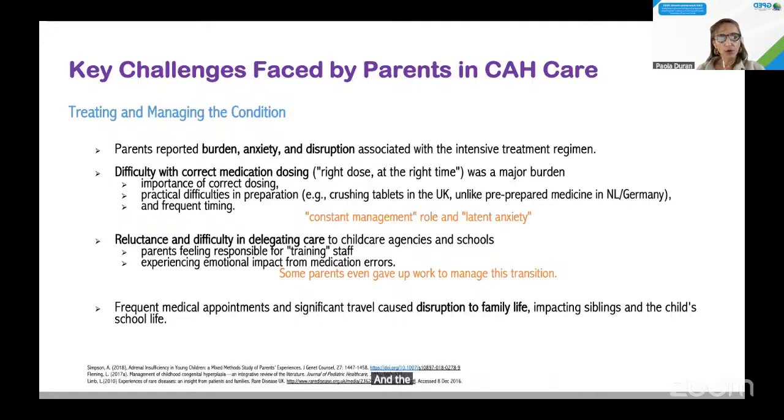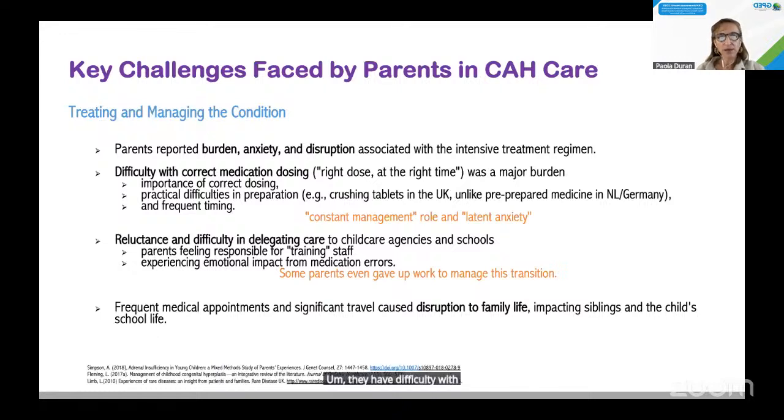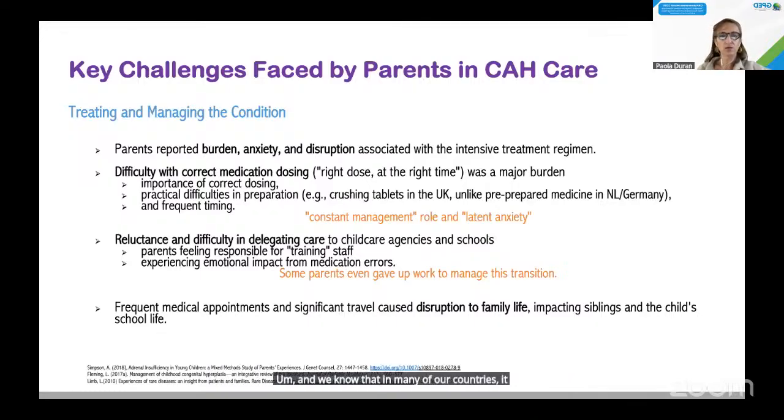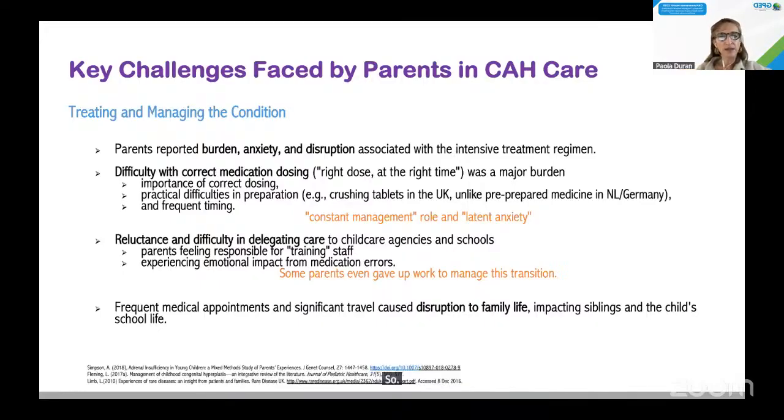The parents report burden, anxiety, and disruption because it is a very intensive treatment regimen. They have difficulty with the correct medication, and it is very important to give the correct dosing. In most low and middle income countries, we have difficulties not only in preparation, but also in getting the medication. We know that in many of our countries, it is difficult to get the medication. It is also a medication that has to be given frequently, so there is constant management and a latent anxiety.